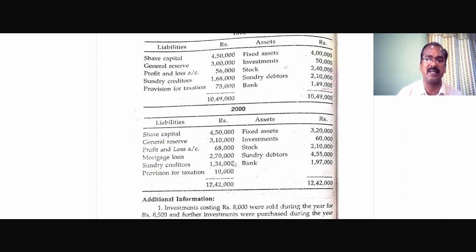Sundry creditor is given here. There is a decrease in sundry creditor comparing the amount of sundry creditor of the last year. Decrease in the current liability leads to increase in working capital. Provision for taxation, 10,000 rupees is given. It will be taken over to the provision for taxation ledger account.